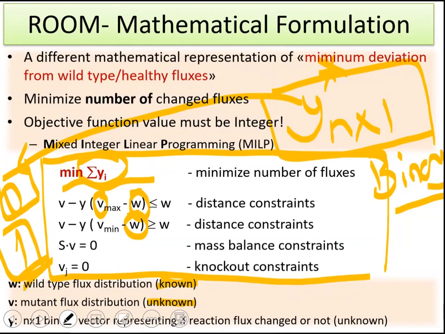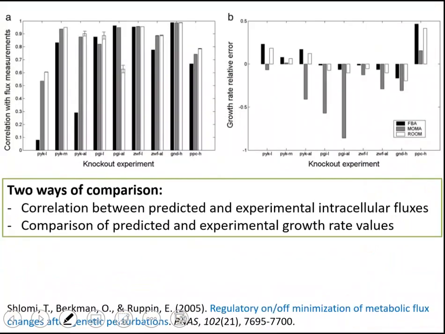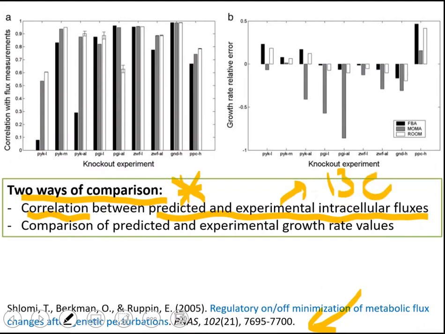I will go a little bit into the details of this mathematical formulation. But first, let me show you the results from the ROOM paper that compares ROOM predictions with MoMA and FBA predictions. And remember, I have told you that there are two ways of comparing. One is the comparison of the correlation between the predicted and experimental intracellular fluxes, if you have 13C carbon labeling based measurements of intracellular fluxes, and the other one is the comparison of predicted and experimental growth rate values.